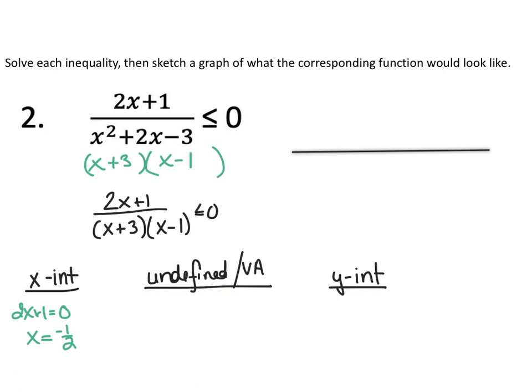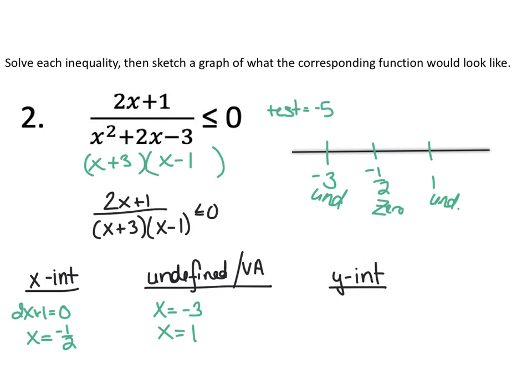My undefined values come from the denominator. I'm going to have 2 vertical asymptotes at x equals -3 and +1. So I will put these values on my number line, -3, -1/2, and 1. This is a 0, and these are undefined. Now I'm going to test values.